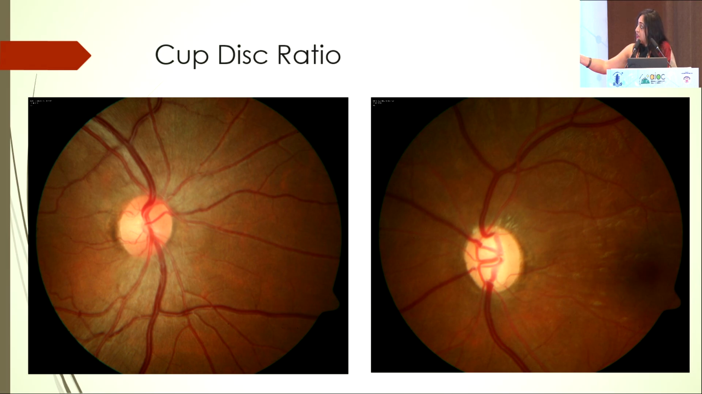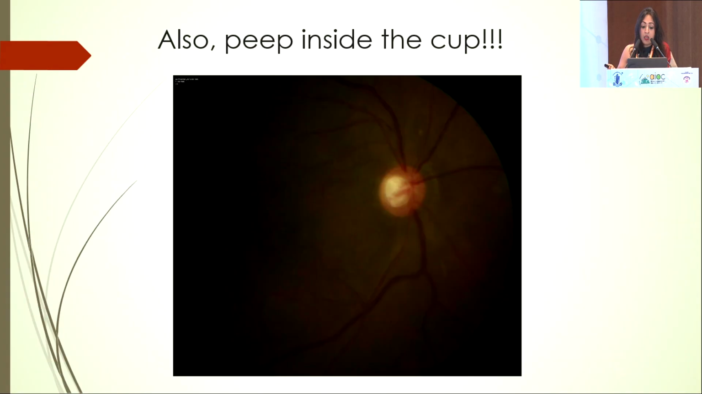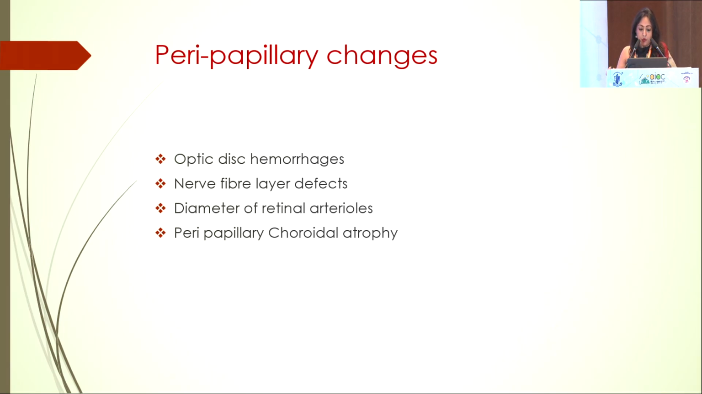The right eye, if I ask you, it's around 0.15 to 0.2. Left eye definitely looks around 0.9. Also peep inside the cup. So this was a very interesting case, a case of status post VR surgery, post SOR. So there was a small silicone oil bubble which was seen there. The CDR looked okay, but then eventually the CDR actually kept increasing. So always peep inside the cup also.